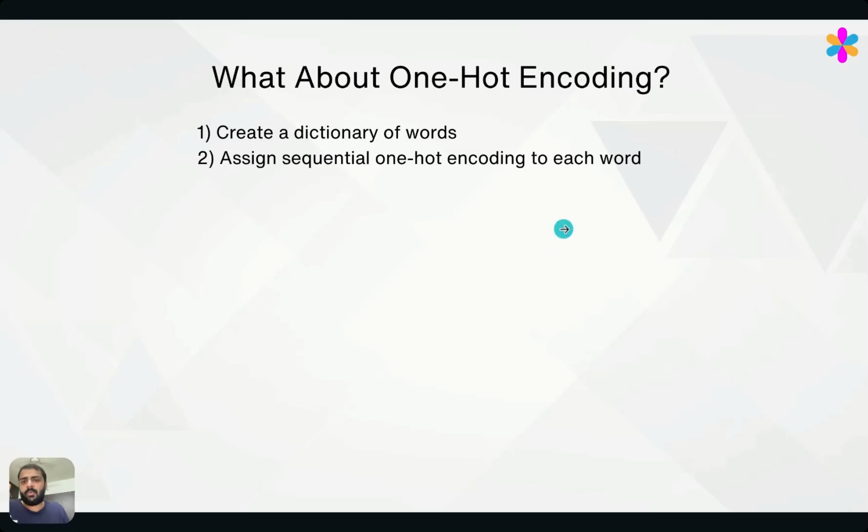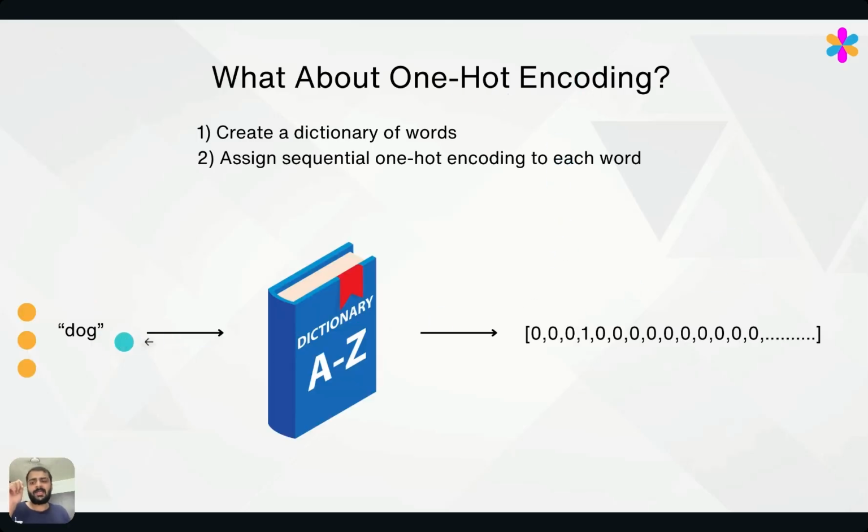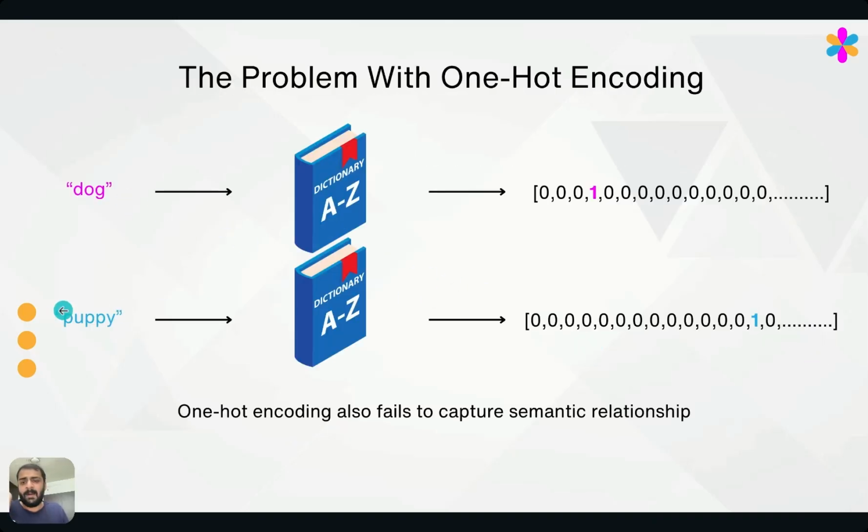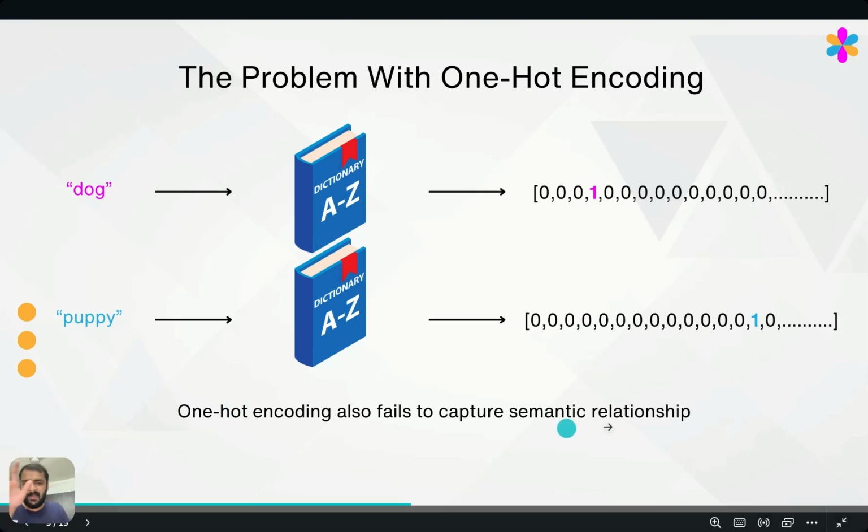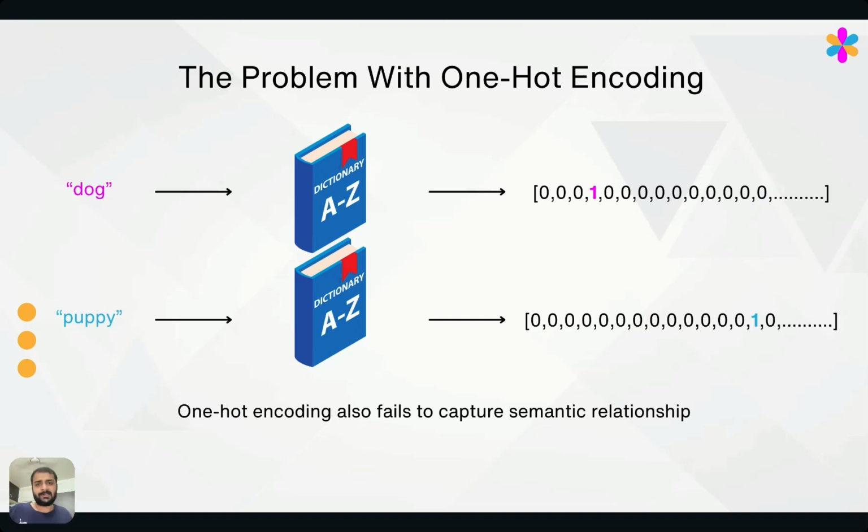So then you might think, what about one hot encoding? What if I create a dictionary of words and wherever that particular word appears, I'll just represent it by one, and all others will be zero. So dog, let's say, will be 0000100 dot dot dot. Puppy would be something like 0000100 dot dot dot. So the one will appear at different positions for dog and puppy. The same problem exists even in this case. One hot encoding fails to capture the semantic relationship between the words. So even if we do one hot encoding, nowhere are we saying that dog and puppy are actually related to each other. The semantic meaning between the words is lost if we just use one hot encoding.